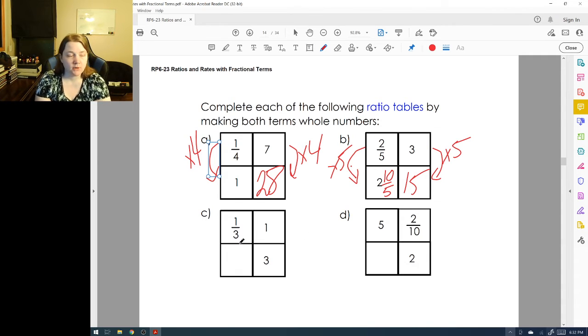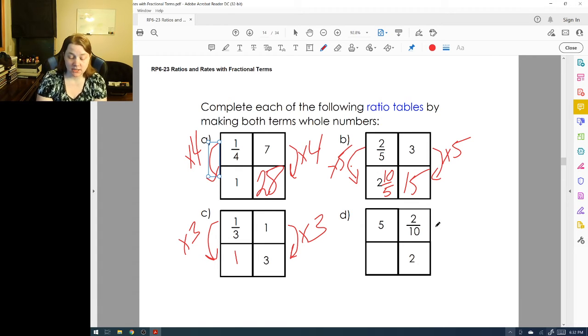Over here, I don't know what I want the fraction to turn into, but I do know that 1 to 3 is multiplying times 3. 1/3 times 3 is going to equal 1 whole. 3 slices of a 3-slice pizza. 3 slices of a 3-slice pizza is going to be 1 whole.